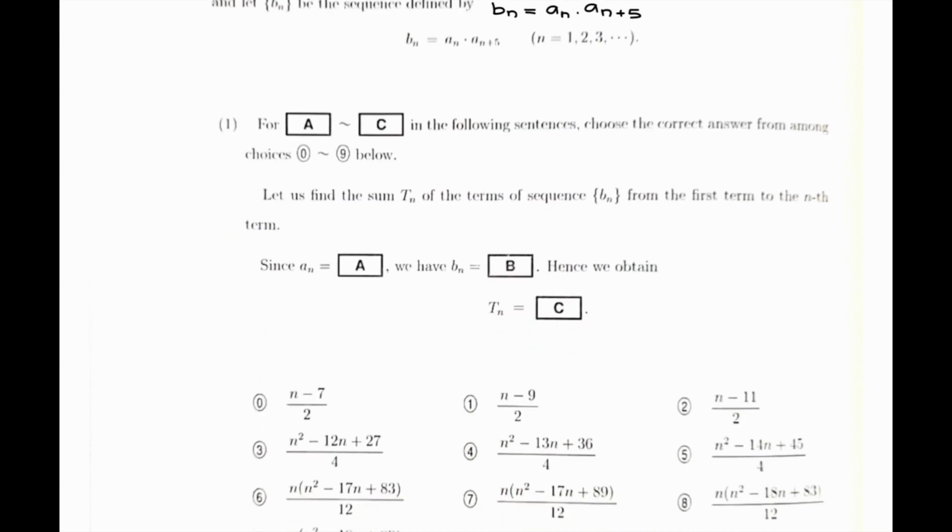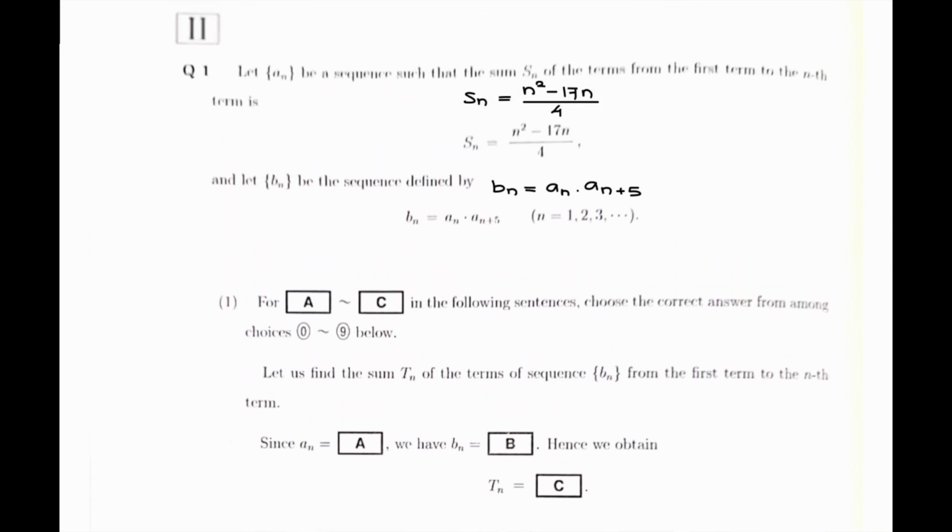For A until C, we need to choose the correct answer from the choices below. The objective of this question is to find the sum Tn of the terms of sequence Bn, from the first term to the nth term. So we want to find the sum of the sequence Bn, which is denoted by Tn. First of all, they ask us to find An, and then they ask to find Bn, and lastly, we can find Tn. So I need to find An first.